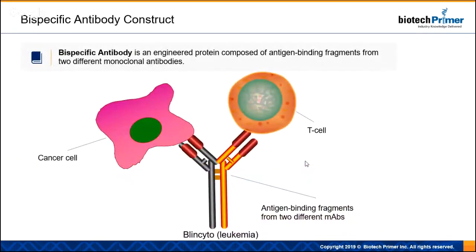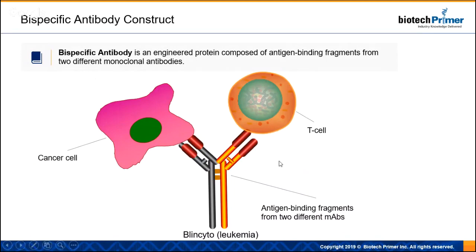And finally, bispecific antibody constructs, a new type of antibody. Most antibodies that exist in nature, that are naturally produced by our immune system, and most antibody therapeutics currently on the market, have both arms of the antibody recognizing the same target. So Herceptin, both arms recognize the HER2 receptor, and so on.